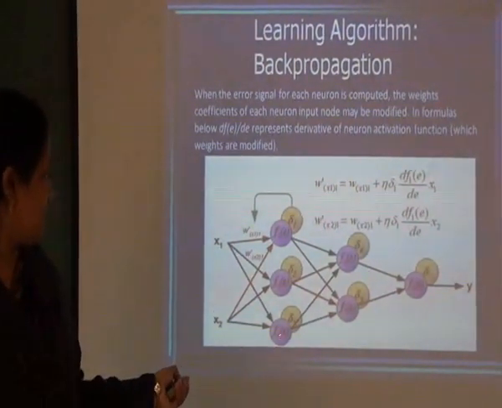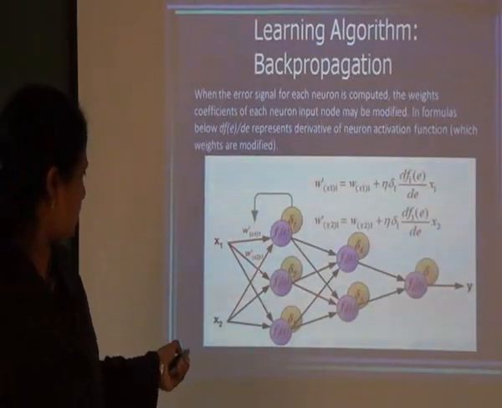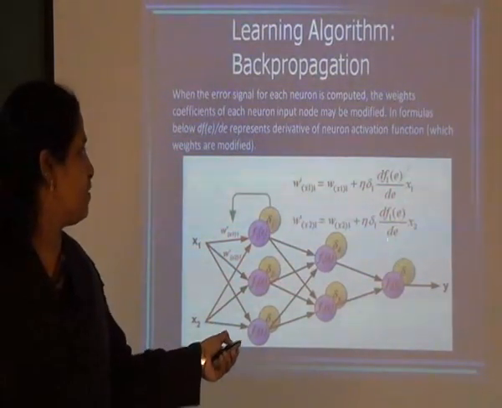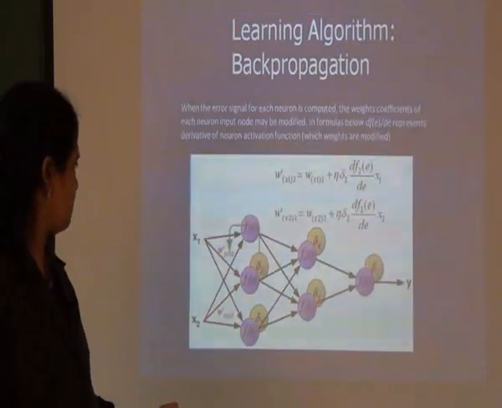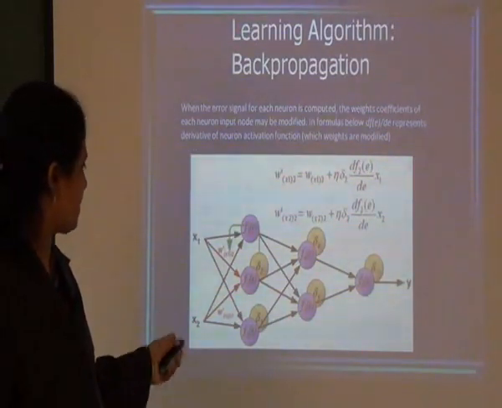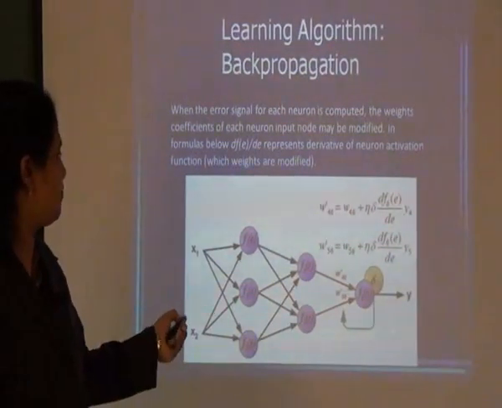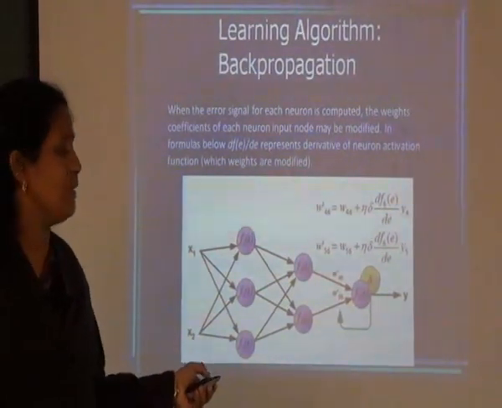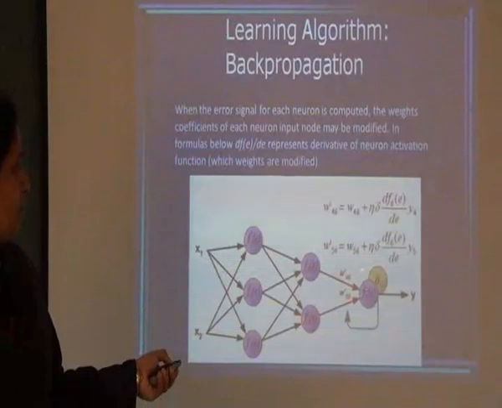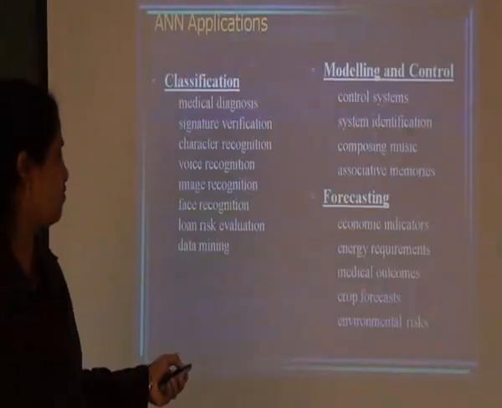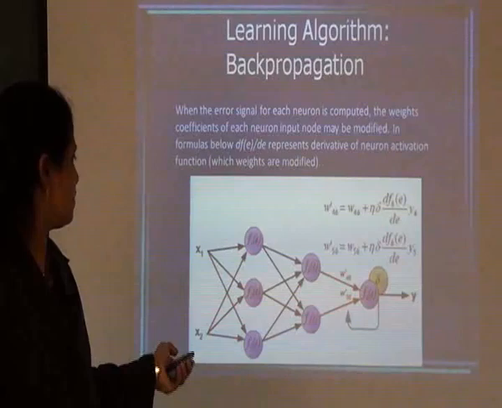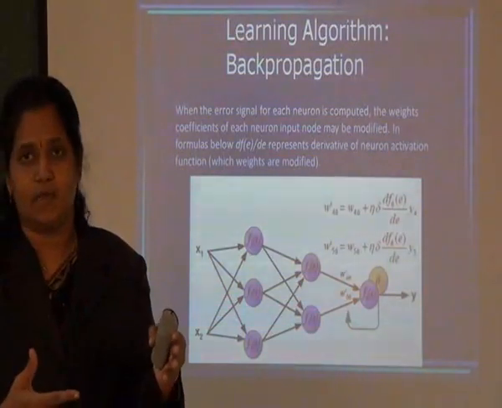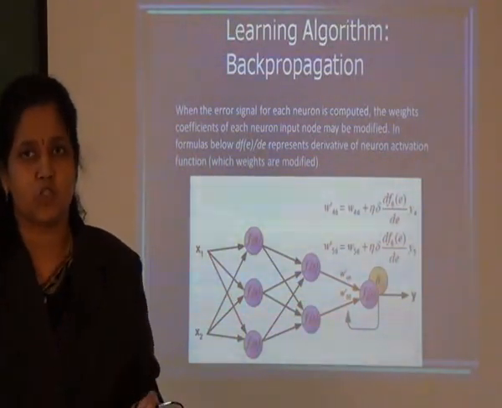The same way for the second neuron, w21, this is the weight, how can it be modified? The existing weight plus theta, delta 1 and the derivative of the neuron activation function, into x2. The same way for the next layer we need to calculate, and finally all the weights have been modified. Again after modifying the weights, we need to calculate the difference between the actual output and the targeted output. If you keep on modifying, at one point the difference between actual and targeted output will be small, and at that time we need to stop the training.